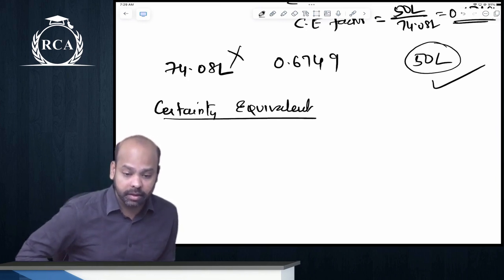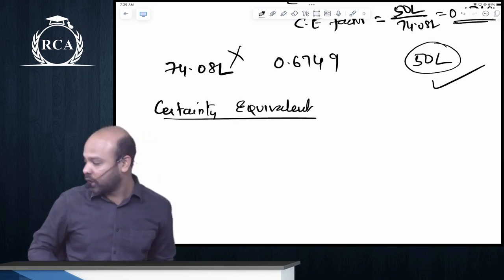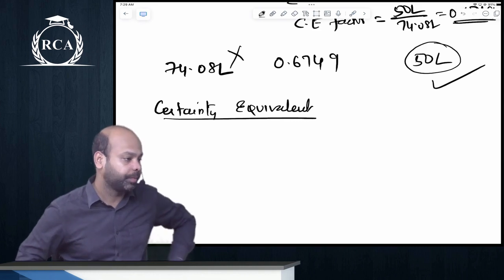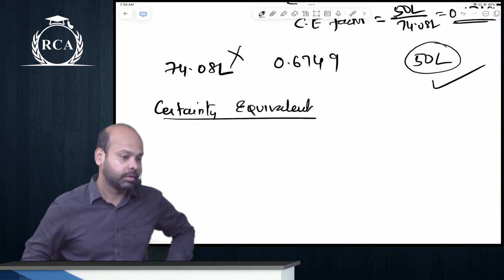Under this approach, risk is eliminated from the cash flows.